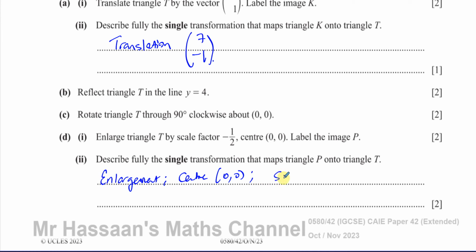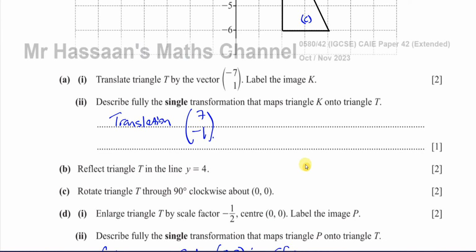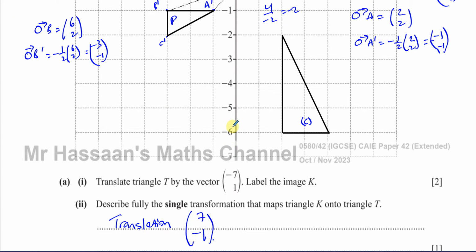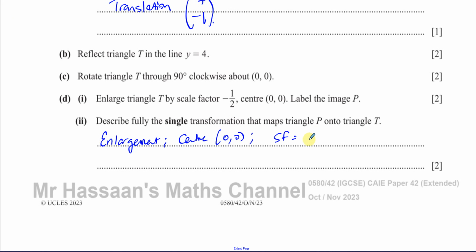And then we've got to mention the scale factor. If we think about the scale factor, it's always going to be the image over the object. So A to B is from 2 to 6, that's 4 units. And A to B here is 2 units, but in the opposite direction. So it's going to be 4 over negative 2, which is negative 2. So the scale factor is going to be negative 2.